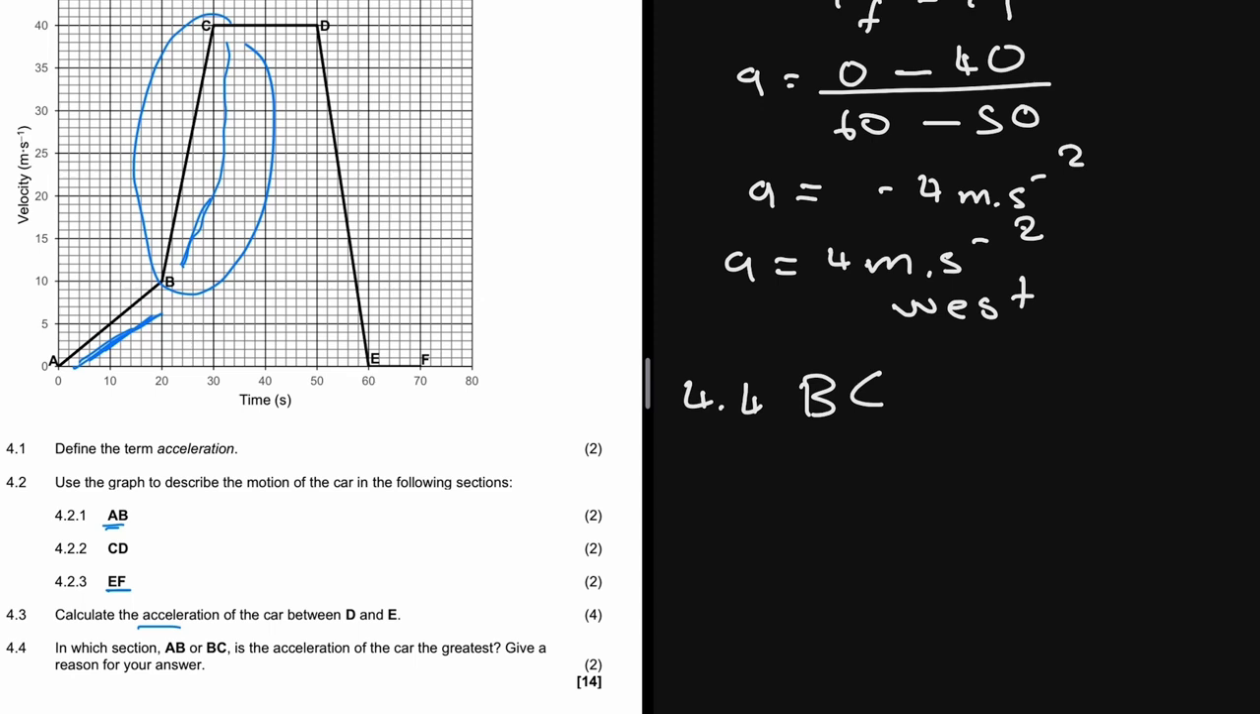The reason is that it has a greater slope. We can say this has a bigger slope, or bigger gradient, or you can just explain it in any way. It is just that this one is steeper than that one.